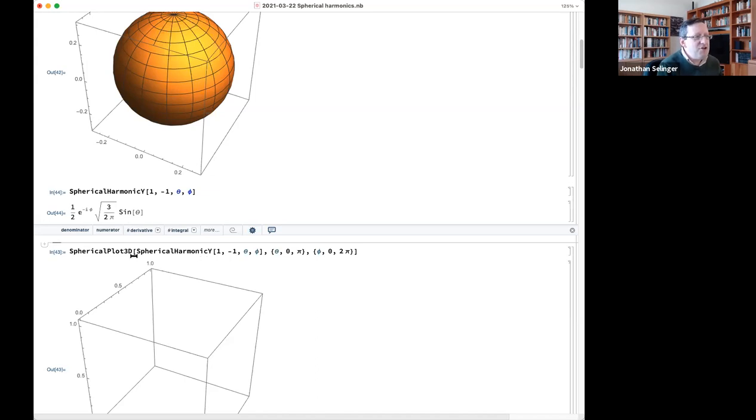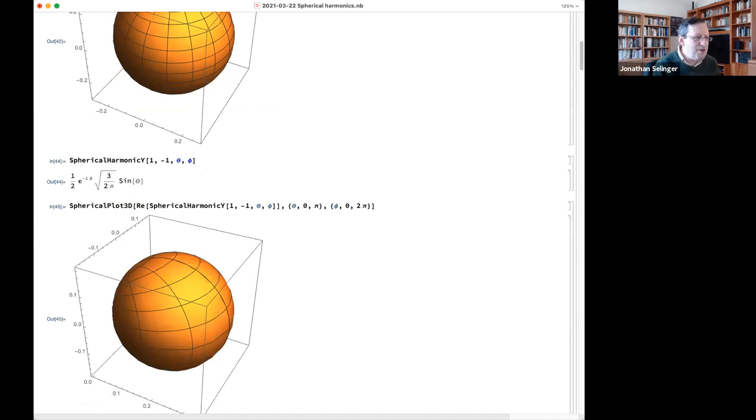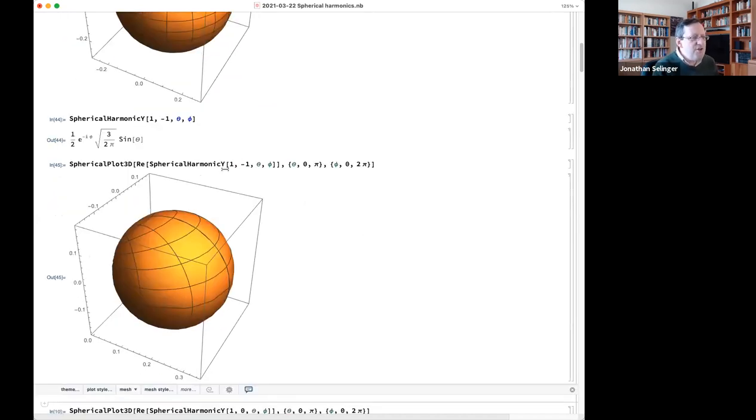I have to tell Mathematica a real thing to go in here. So I could either tell it to plot the real part, or I could tell it to plot the imaginary part, or I could tell it to plot the absolute magnitude. But I have to give it something real to go in here. How about if I tell it, plot the real part? Much better.